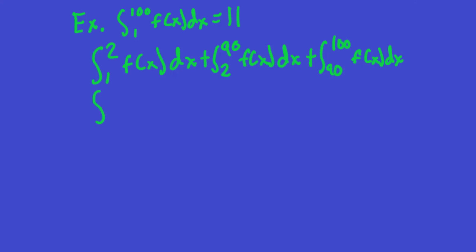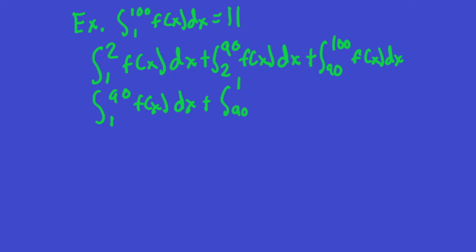So in the first step, we can combine the integral from 1 to 2 of f of x dx and the integral from 2 to 90 of f of x dx into one, which is the integral from 1 to 90 of f of x dx, because 2 acts as the c variable that we showed in the sixth property.